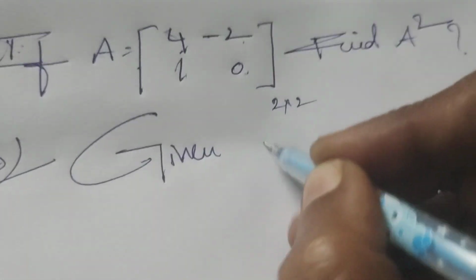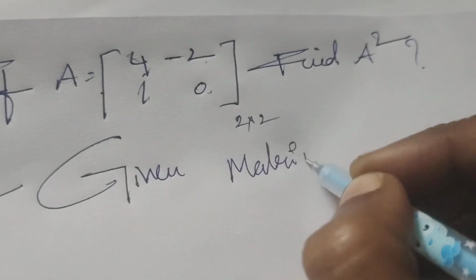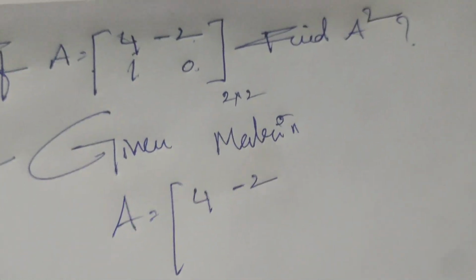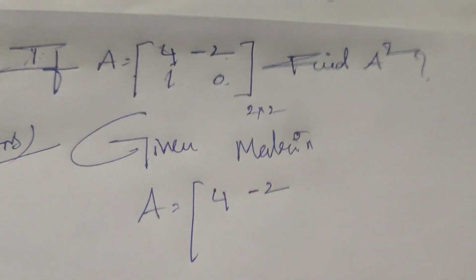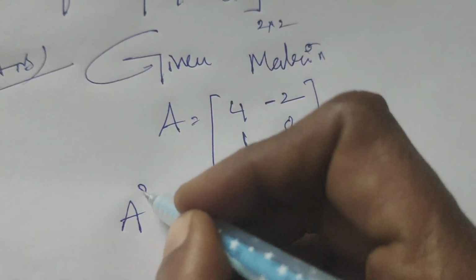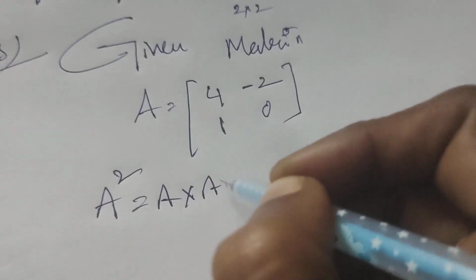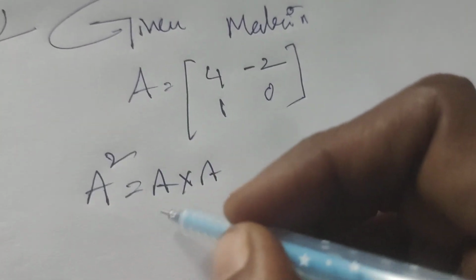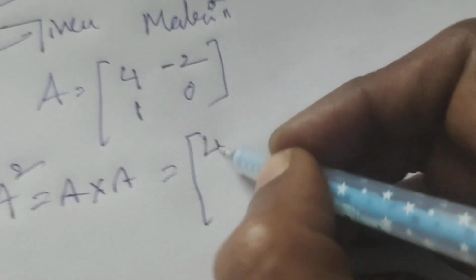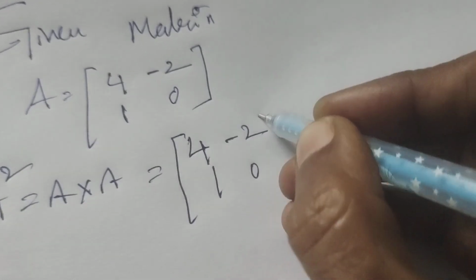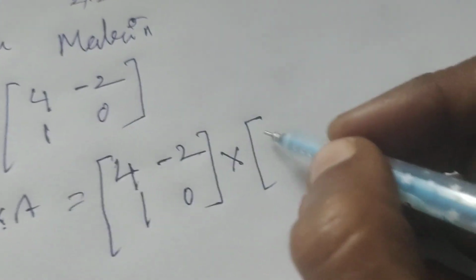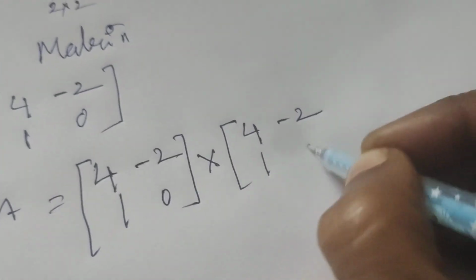First of all, write the given matrix A equals [4, -2; 1, 0]. Finding A squared means writing A into A, as we already know. So A squared means A into A. First write the given matrix A, 4 minus 2 1 0, again into the matrix A, 4 minus 2 1 0.